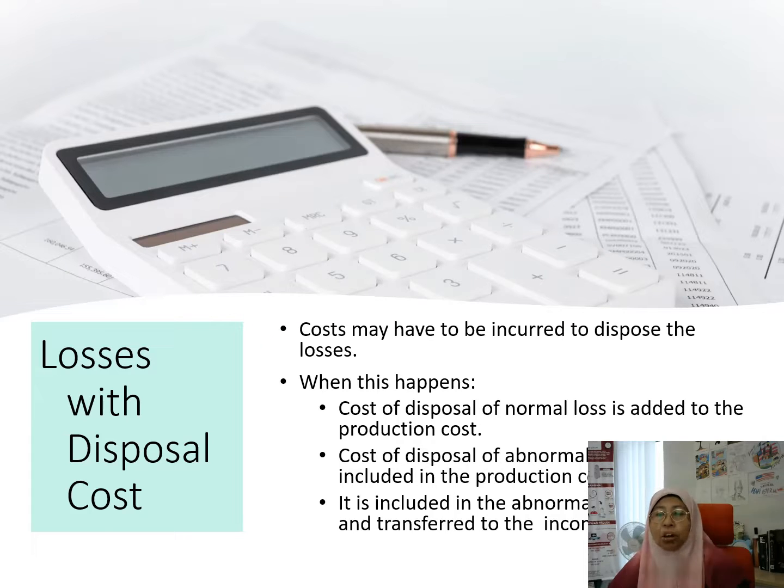Okay, sometimes the losses may have a disposal cost, where a cost may have to be incurred to dispose of the losses. This happens when the cost of disposal of normal loss is added to the production cost. The cost of disposal of abnormal loss is not included in the production cost. It is included in the abnormal loss account and transferred to the income statement, and at the end will be treated as a period cost and expense to be written off in the income statement.